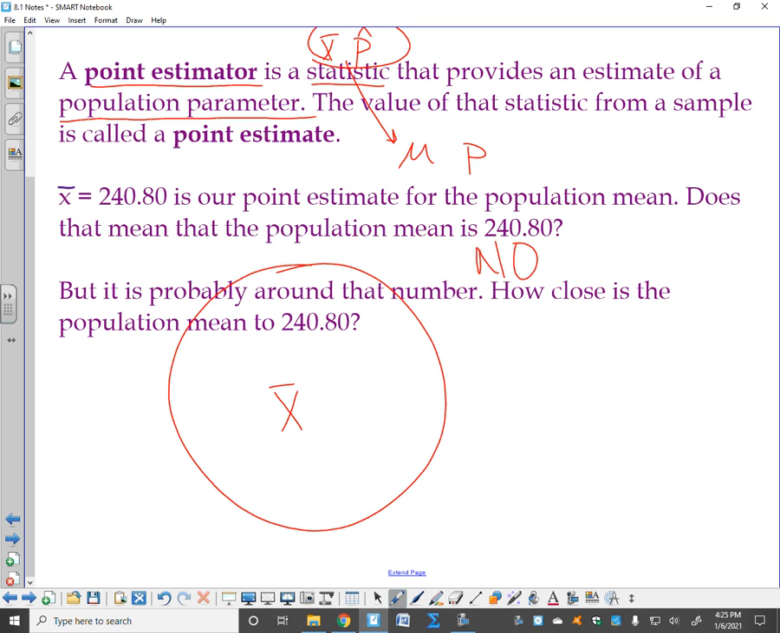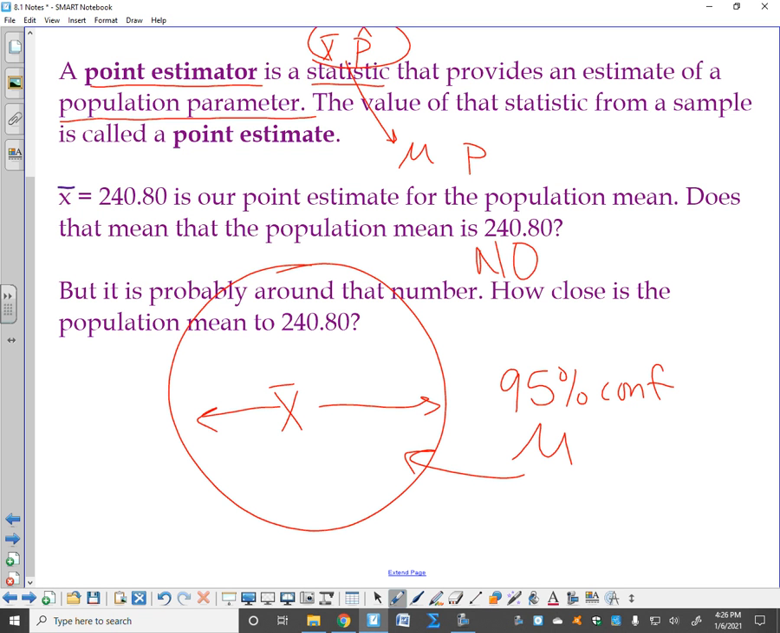Here's our dartboard. What I want to know is how big this dartboard needs to be for you to be, I don't know, 95% confident that mu is in the dartboard, that the dartboard captures mu. So we're going that big to the right and that big to the left, that mu is somewhere in here.